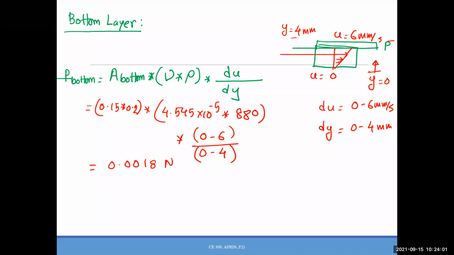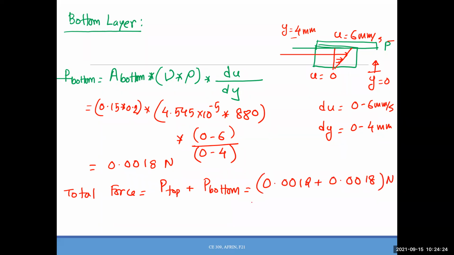Newtons. Now we know the force for the top part. Now we know the force from the bottom part. So the total force will be what? F top plus F bottom, 0.012 plus 0.018 Newton. So final answer will be what? 0.03. Yes. So that is the amount needed to pull the plate.